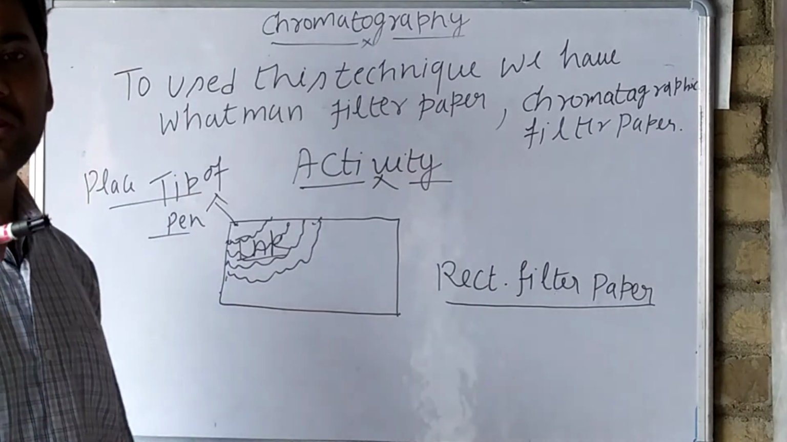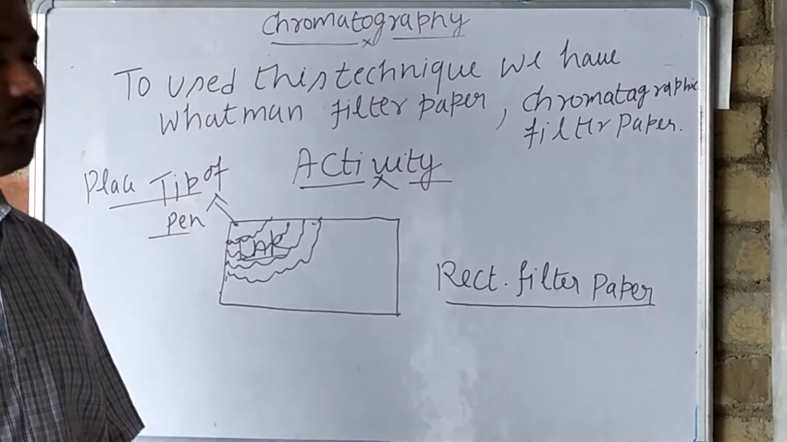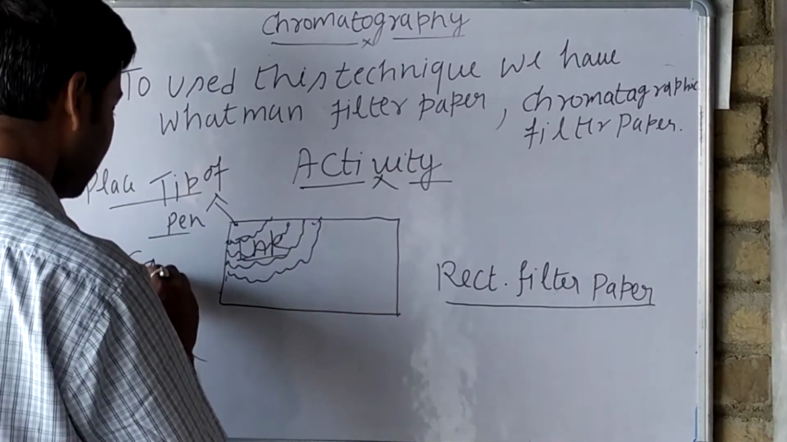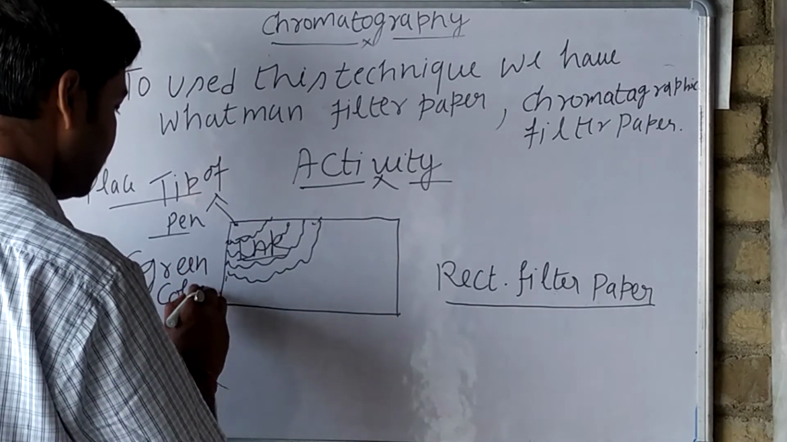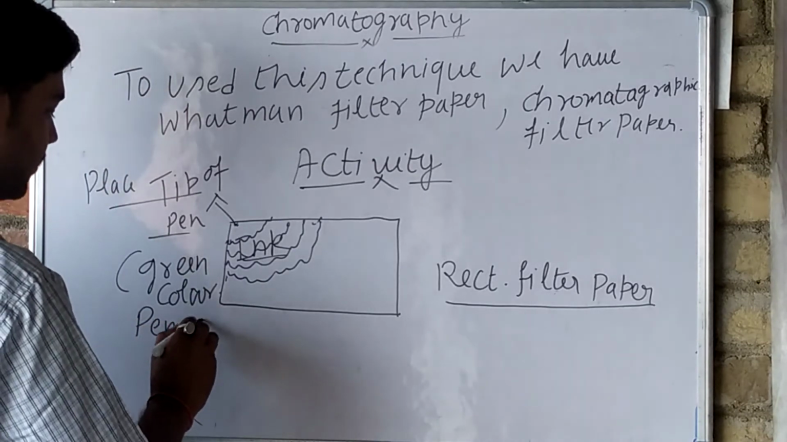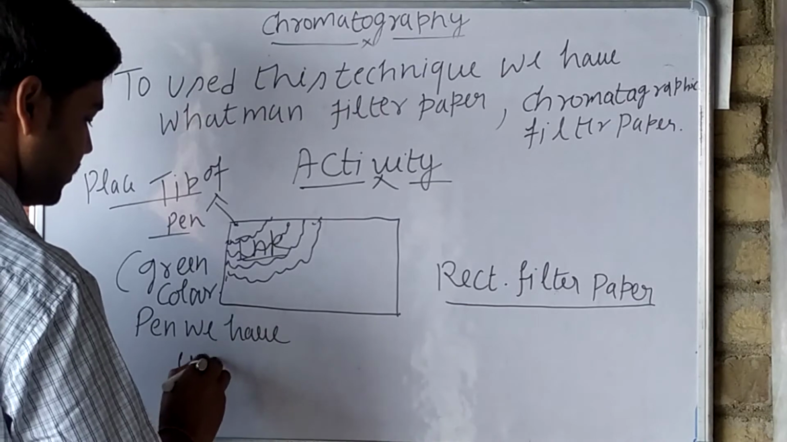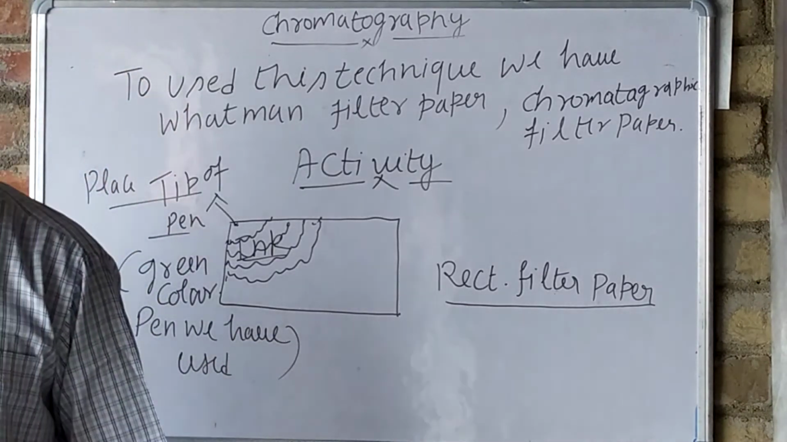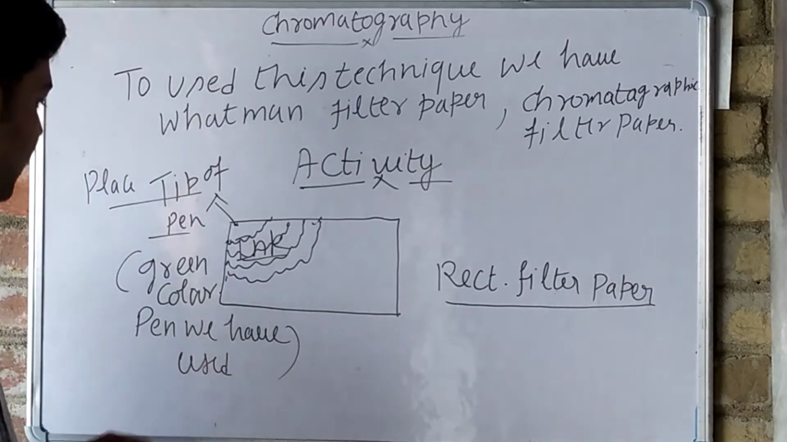Suppose the pen which you are touching here at the tip consists of green color. Understand, the tip of the pen will be of green color. We have used a green color pen. Which color pen have we used? We have used a green color pen.